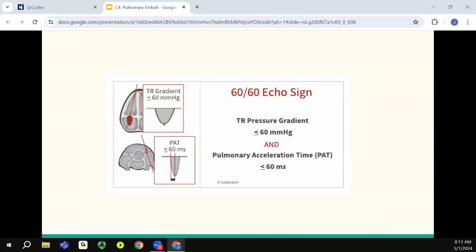Again, as a review, it's called the 60-60 sign. What you want to be looking for is a TR gradient less than 60 millimeters of mercury, a pulmonary acceleration time less than 60 milliseconds, and the combination of having both is very specific for an acute PE. And then let's look at the data to sort of back this statement up.